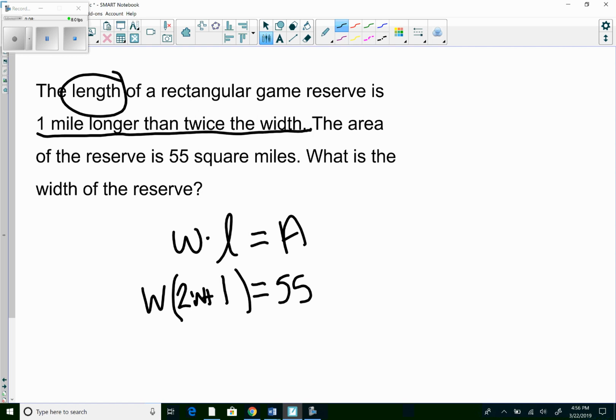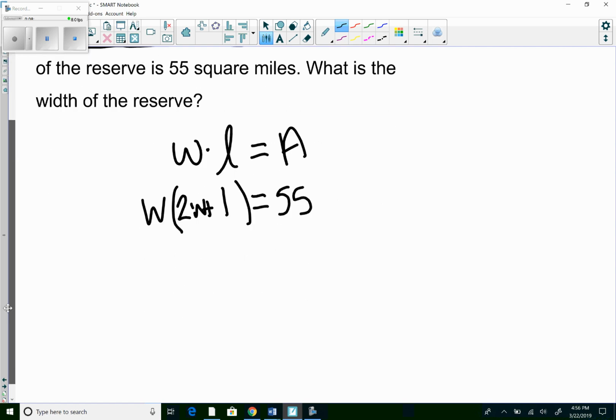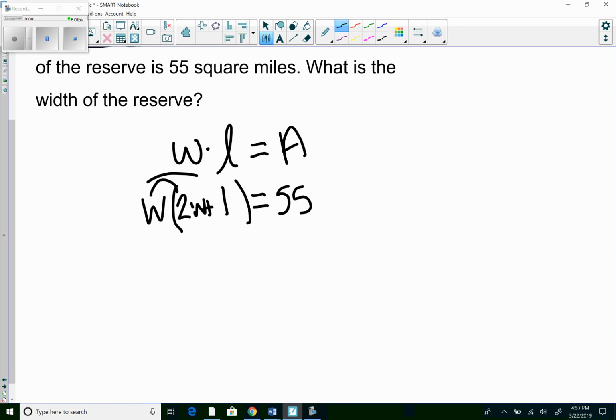Okay, now this is just going to take on the same shape as what we did in the word problem in 7-5. So we foiled everything together, we multiplied everything together, and then we ended up bringing the area back over to the other side and then factoring it again. It's a similar process, you guys. Let's distribute this W through. So that's 2W squared plus W equals 55.